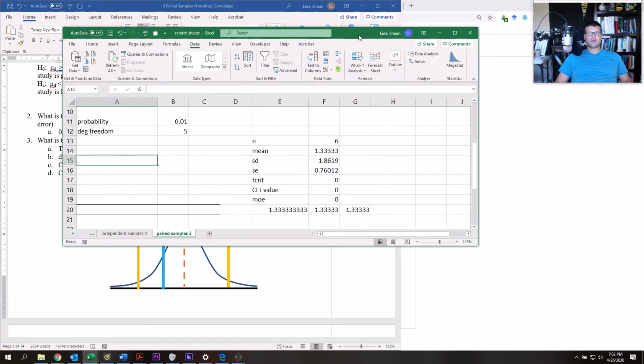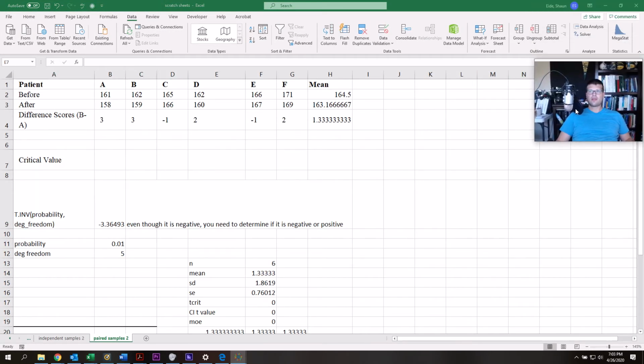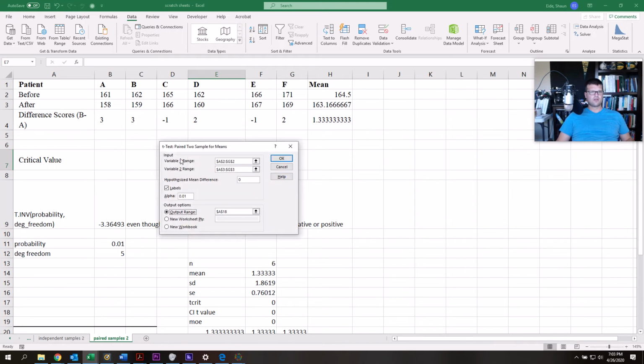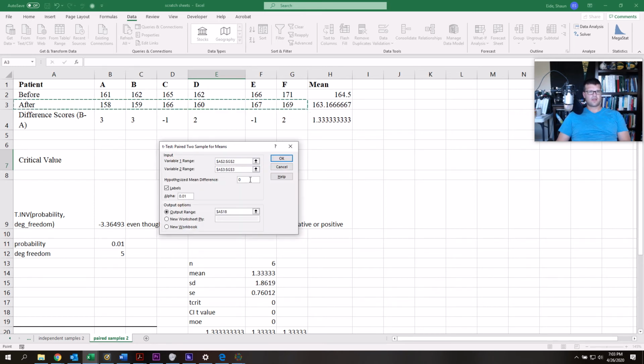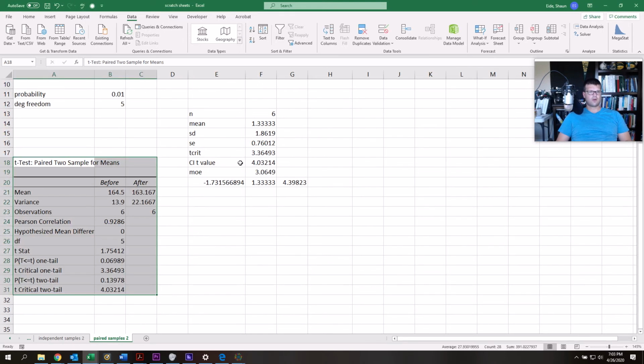The other option is you can run a t-test with the data analysis tool. So I'm going to do a paired two-sample for means t-test. I'm going to press OK. Range 1, I'm going to have the before scores. Range 2, I'm going to have the after scores. The hypothesized difference is 0. It does have labels, before and after. The alpha is 0.01, and for the output range, I want it to be right down here, A18. We're going to press OK.